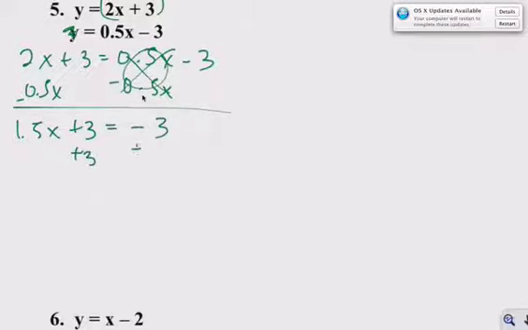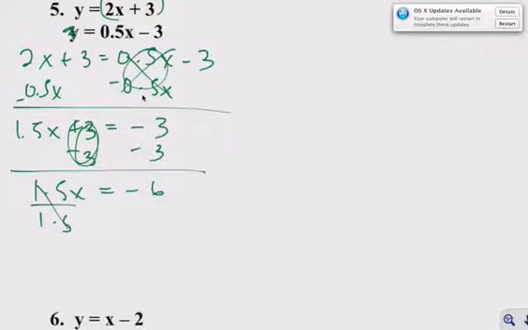You add 3, oh no, you minus 3. What am I thinking? You minus 3 to get 0 here. 0, and you have 1.5x equals negative 6. Divide by 1.5 on both sides.